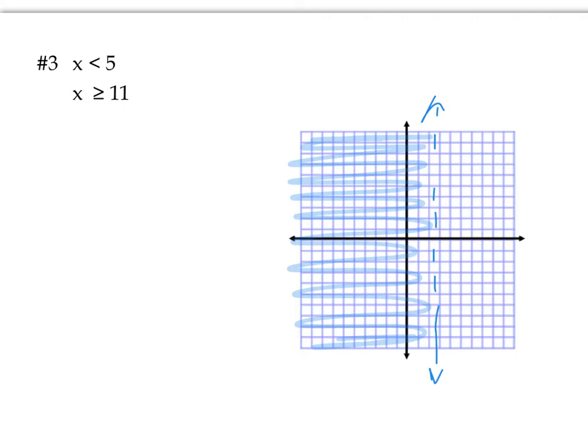So where do they overlap? They don't overlap anywhere. There's no solution. There's no number that'd be less than 5 and also greater than or equal to 11. So if the shadings don't overlap, there's no solution.